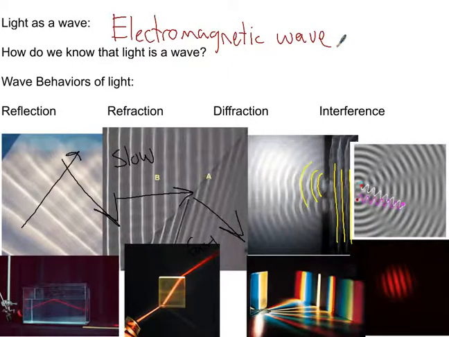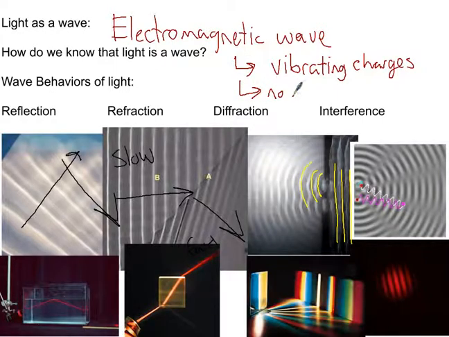And just like all waves, light needs something to be vibrating to cause that wave. And so what vibrates in light is charged particles. So electromagnetic waves come from vibrating charges. And what that does is it changes the electric field, which then changes the magnetic field around it. And so that oscillating electric and magnetic field then propagate through space. Electromagnetic waves need no matter to travel.